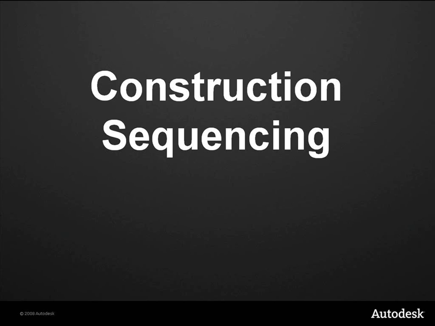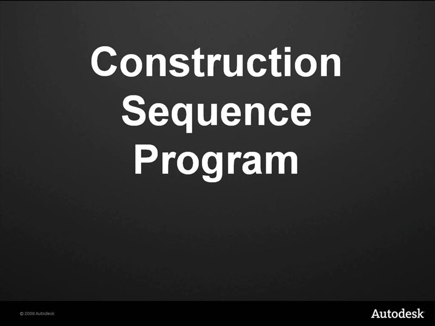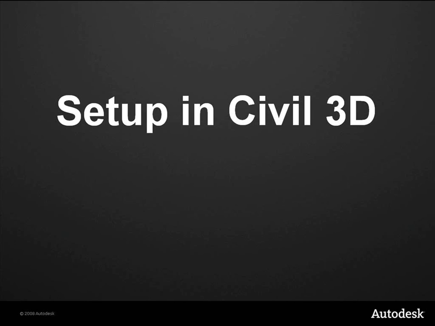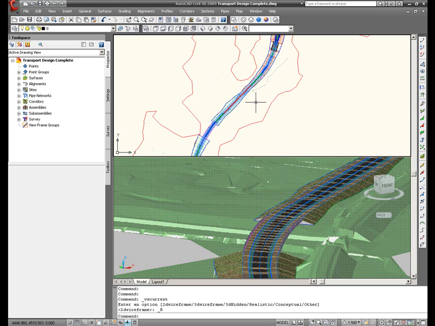The final step, we're going to look at how we can create this scheme and sequence the time of events. Using a program such as Microsoft Project, Primavera or Asta, create a list of tasks that are required on site. Within Civil 3D, we can now look at some settings to try and automate the link process.